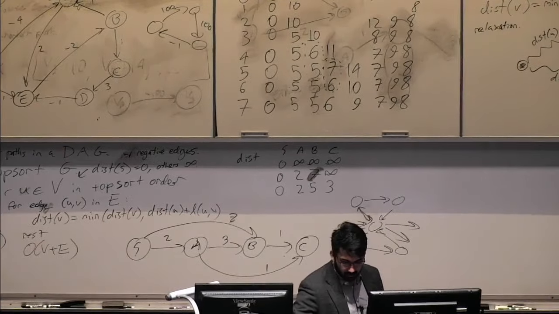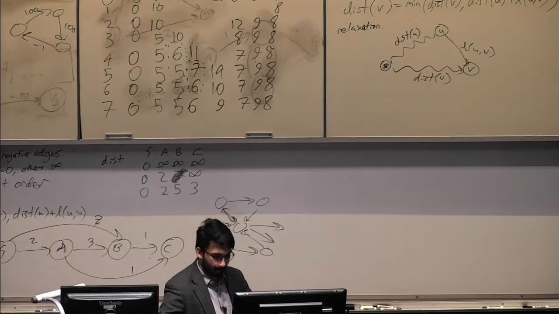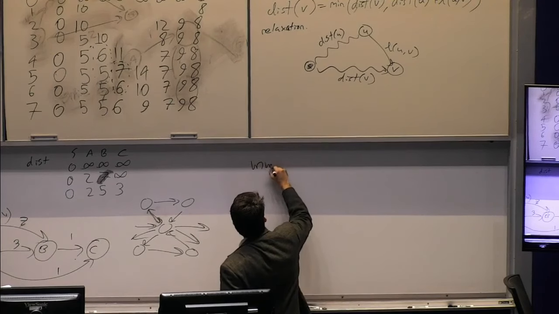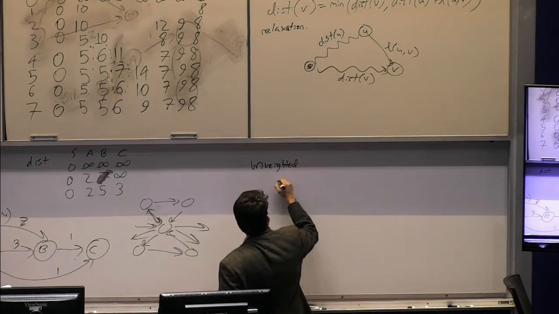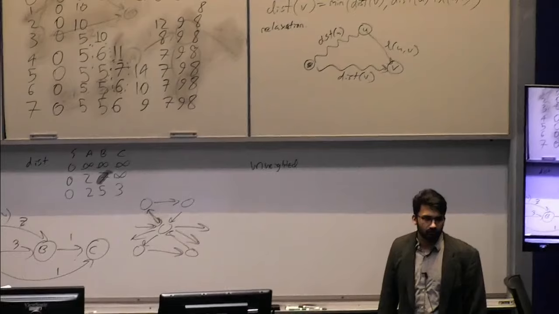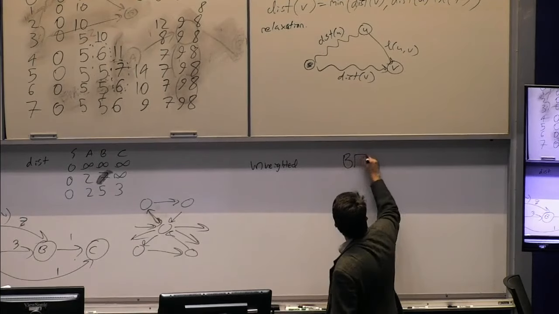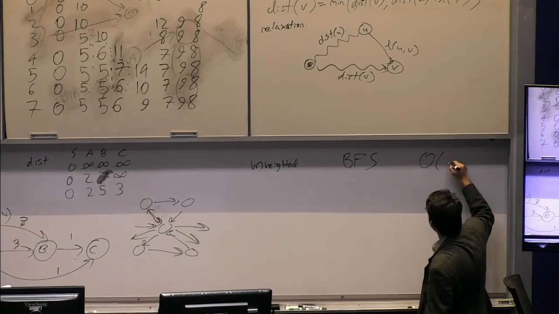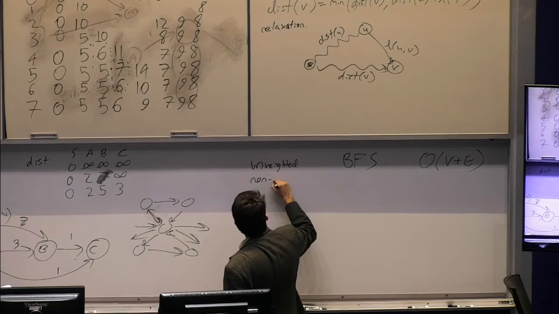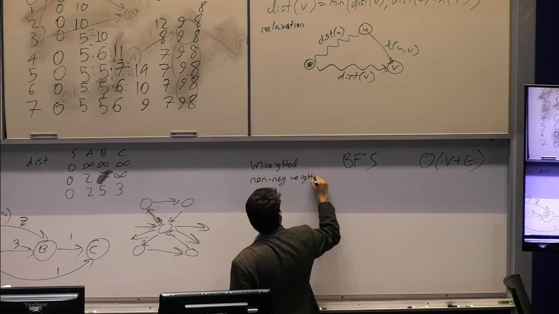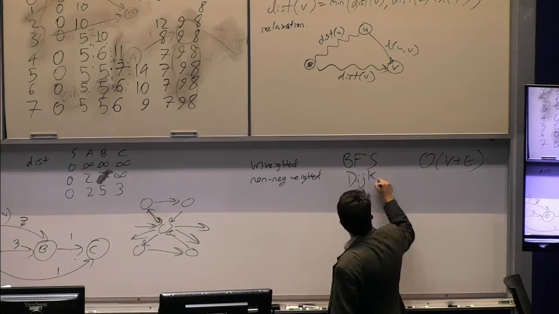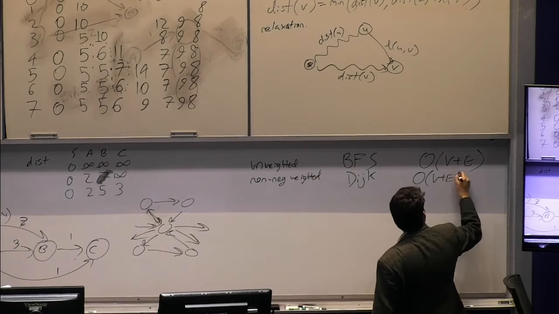algorithms we know for shortest paths. If you have an unweighted graph, what's the best algorithm for finding the shortest path in a single source shortest path problem in an unweighted graph? Breadth first, BFS? What's the runtime of BFS? Yeah. What about non-negative edge weights? Dijkstra's. And it's like V plus E log V for us.